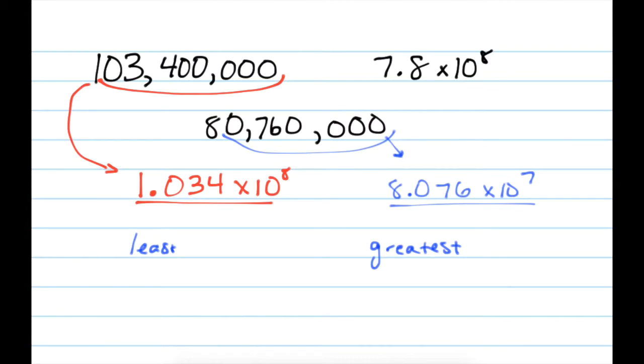So two of the numbers have an 8 for the power of 10. So the least one is the one that has the 7, 8.076 times 10 to the 7th.